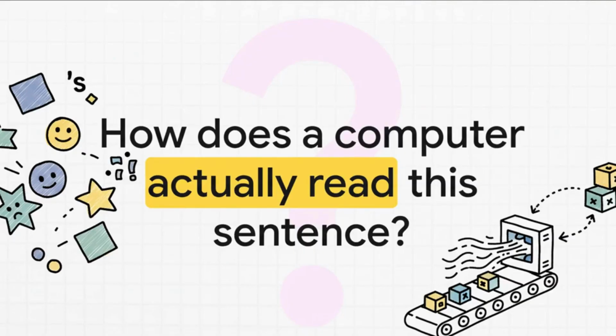So let's start with a little puzzle. Just look at the sentence on your screen. You've got a contraction, don't. You've got an emoji. You've got a proper noun, transformers, with a question mark literally glued to it. How on earth does a machine even begin to make sense of this? What's the very first thing it does?